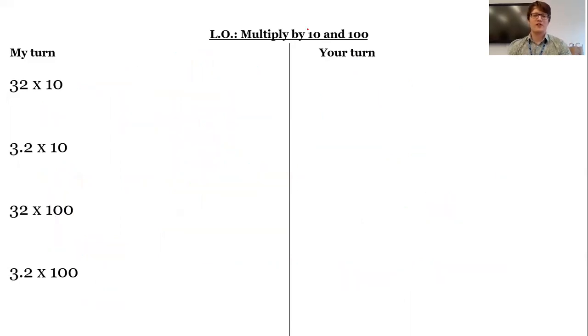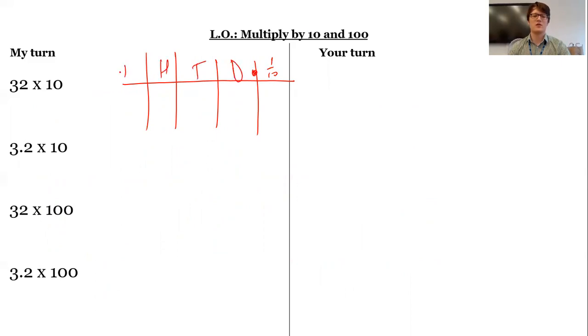What about this one then? Very similar. Again, I'm going to draw my place value grid. Tenths, ones, tens, hundreds, thousands. Put in my decimal point. Ones, tens, hundreds, thousands. 32, 3 tens, 2 ones. Times it by 10, I'm going to go one column across. So I get 3 hundreds, 2 tens, and need a placeholder in the ones.